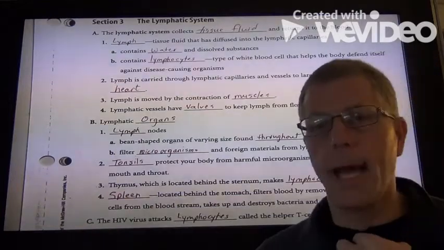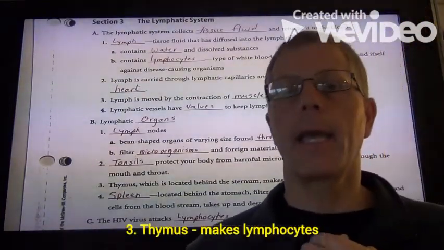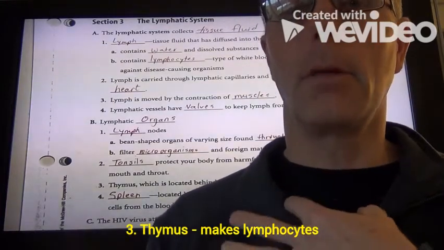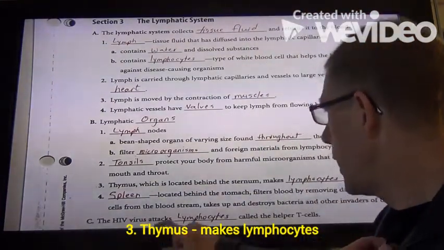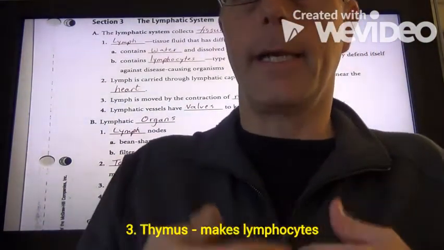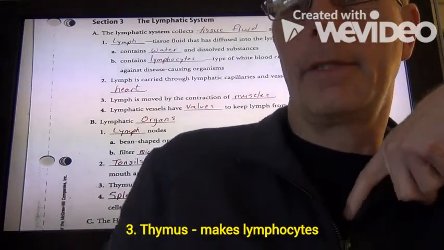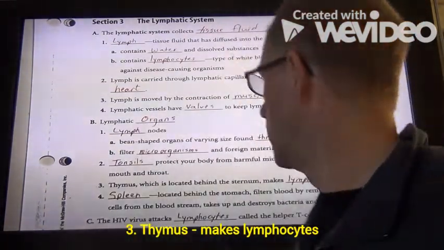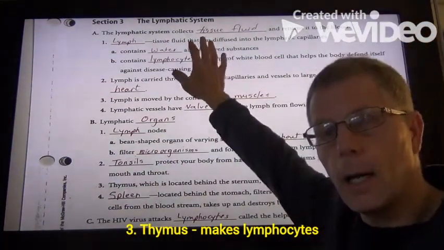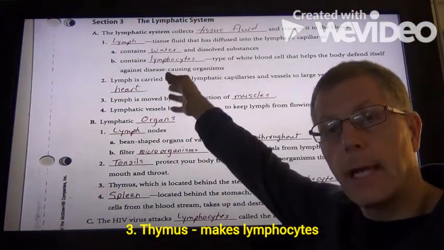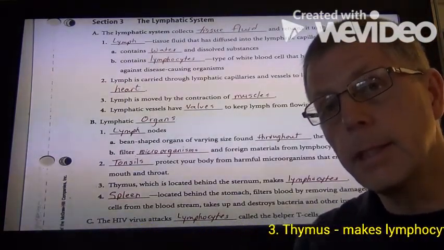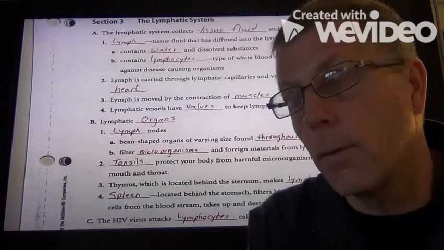The next one is your thymus, okay? And your thymus is kind of located about right here, a little bit lower, but right in there, behind your sternum, which is kind of your breastplate right here. So your thymus is down there behind it. And your thymus is what makes those lymphocytes, which is a type of white blood cell. So you need your thymus to help make these white blood cells to help your body fight the microorganisms.